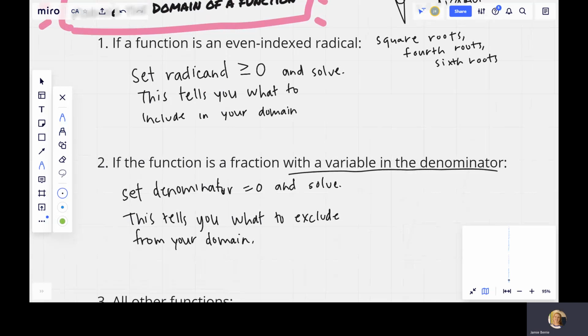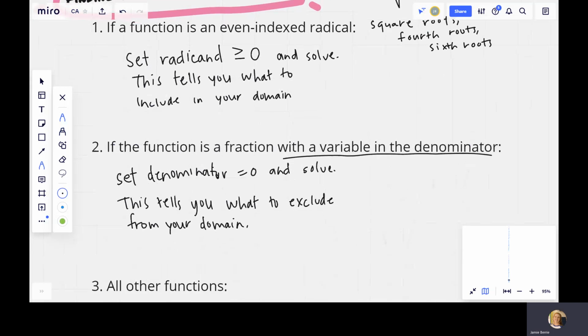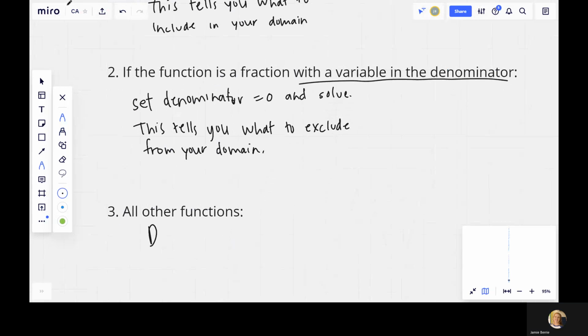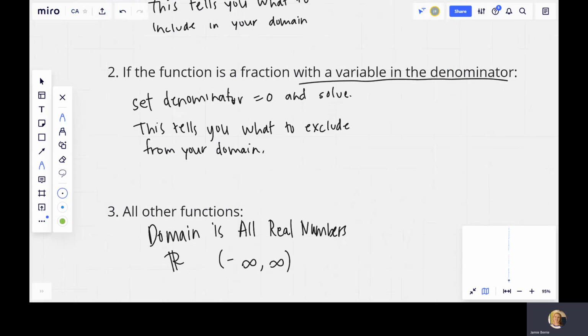All right, those are the two most important rules. This last rule just says for all other functions, the domain is all real numbers. All right, so that means, and there are a couple of ways that you can write all real numbers. Some books you'll see them write it as this little fancy R, and some books will write it in interval notation, just as negative infinity to infinity.